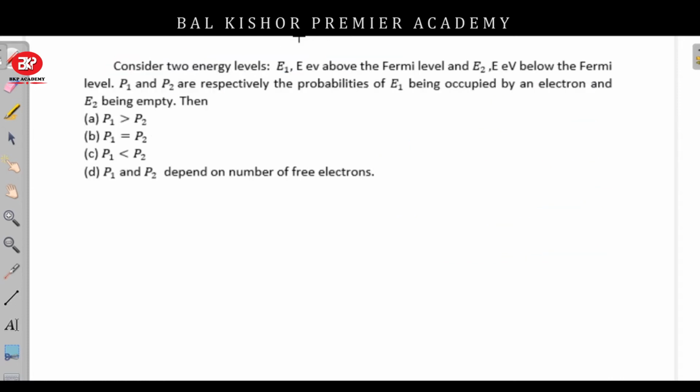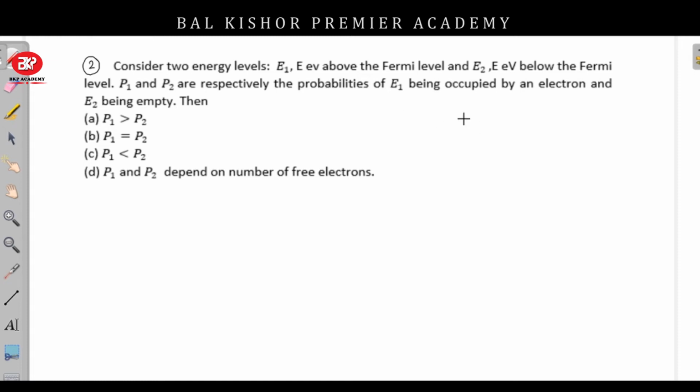So in the next question you can see this is question number 2. In this question number 2 it is written that consider two energy levels E1, E electron volt above the Fermi level, and E2, E electron volt below the Fermi level. So let us draw first.